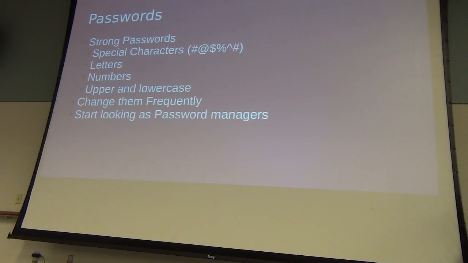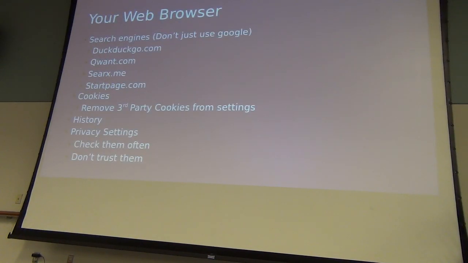Moving on to your web browser, you've got to start changing your search engines. DuckDuckGo is what I use a lot of the time. I still use Google. I mean, I'm still dealing with a lot of these things myself. Qwant is another one. I believe it's based out of France. And you have another two options there if you want to look at them. Cookies, you definitely want to remove third-party cookies. Any kind of cookies you can get away from, they're really bad when it comes to digital footprints. Google will actually track you through these cookies through different websites. Same with Facebook. History, I mean, you don't want people watching your history. You try to hide it from your family if you're watching something bad, but it's just another way people track you.